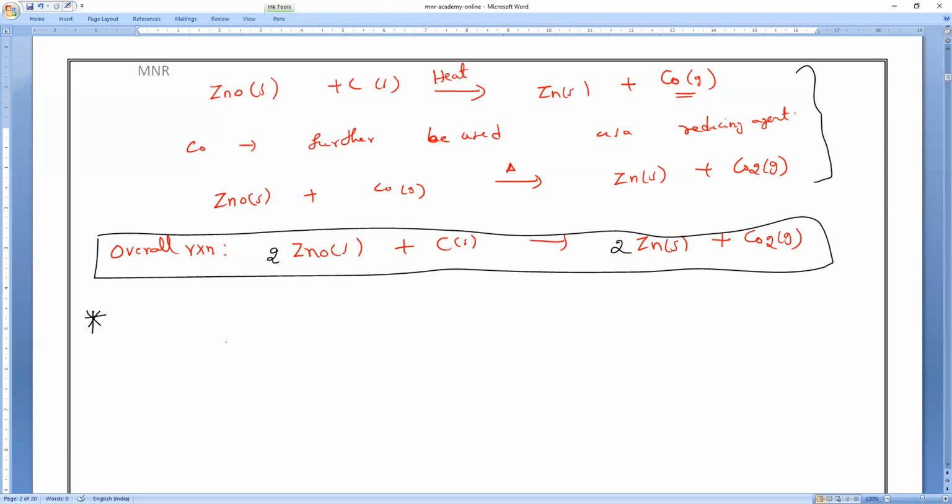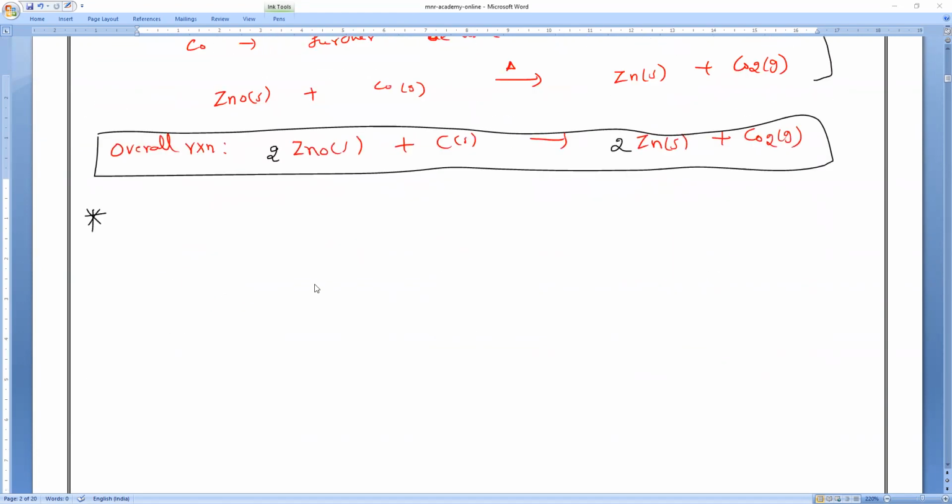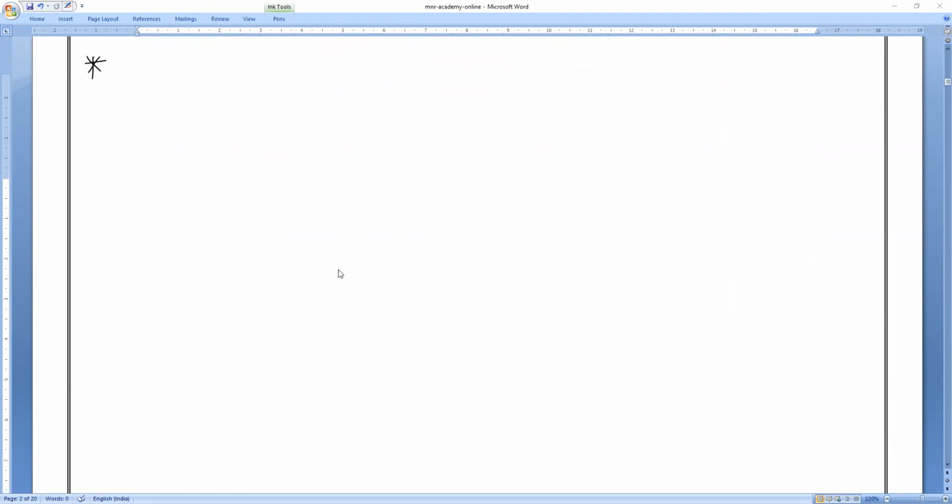So is it necessary to do calcination and roasting for iron? That is my question to you guys. No, sir, because iron already exists in the form of oxide ore. Check your tabular column. It is not necessary that you undergo roasting or calcination. So directly I can go to the reduction process. Am I right or wrong?